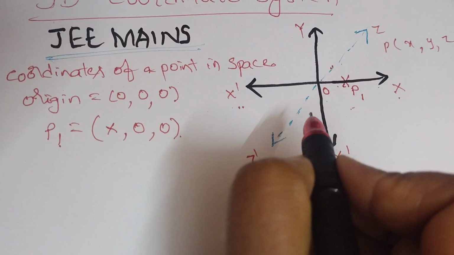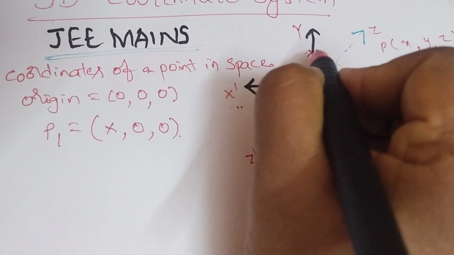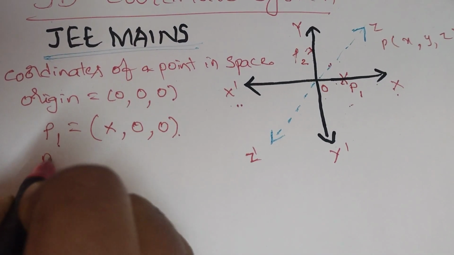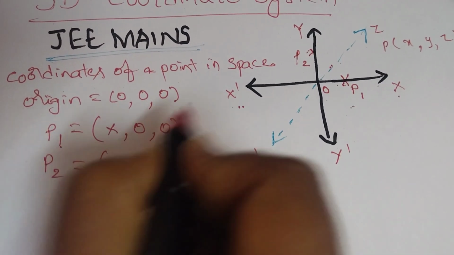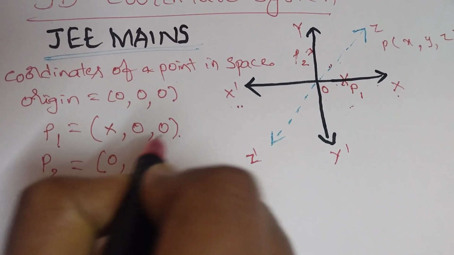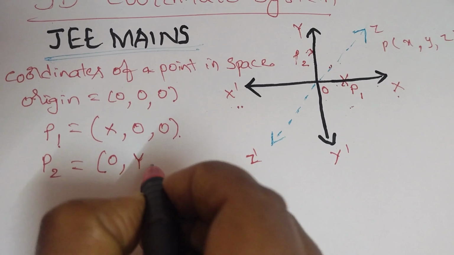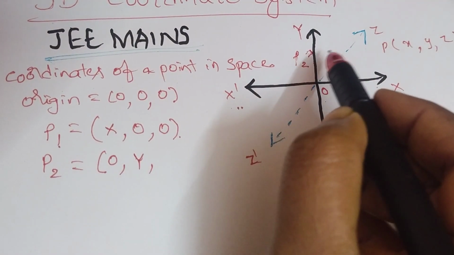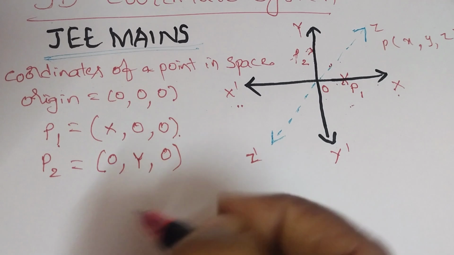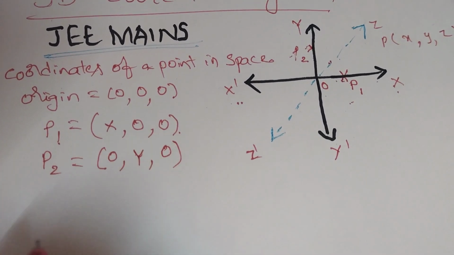Suppose this point lies on the y-axis. Let us consider P2. P2 does not lie on the x-axis, so x is 0. P2 lies on the y-axis, so y is present. And P2 does not lie on the z-axis, so z is 0. So this is the coordinate of P2.